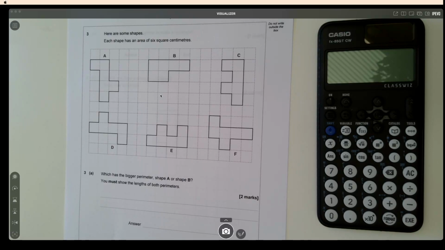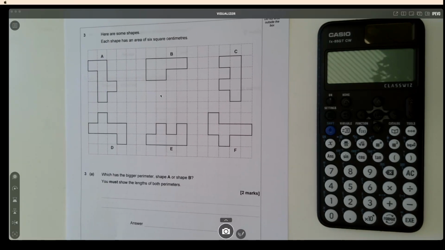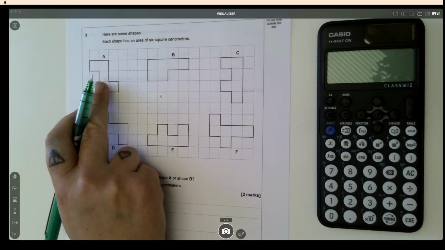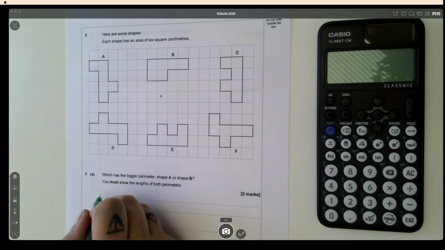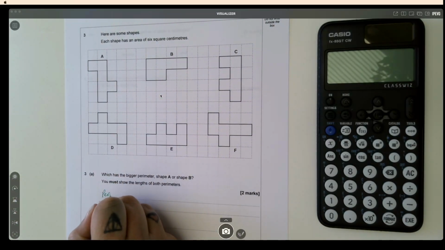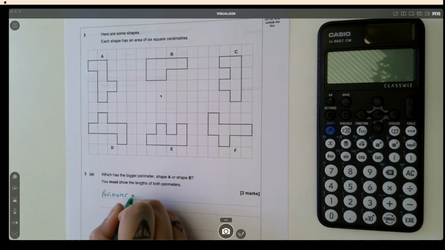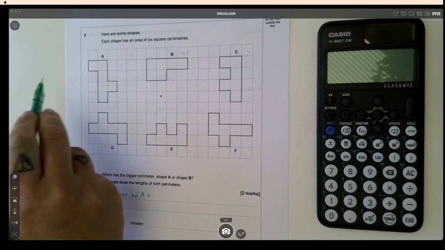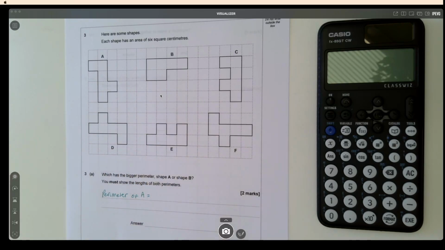Question 3. Here are some shapes. Each shape has an area of 6 square centimetres. 3a. Which has the bigger perimeter, shape A or shape B? You must show the lengths of both perimeters. So we're using shape A and shape B, and we're going to find out the perimeter. So, perimeter of shape A. So we're going to count all the way around the outside of the shape. So the perimeter is all the way around the outside.